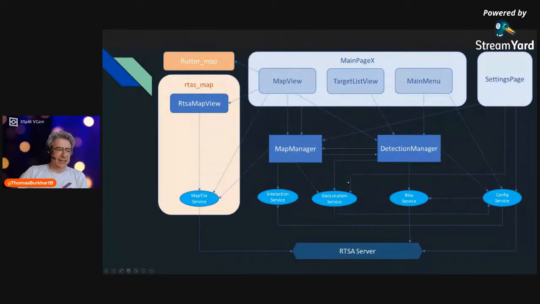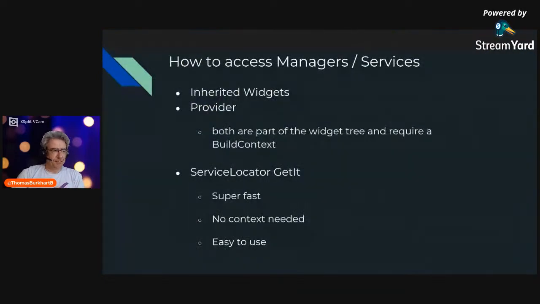Now, if we look at such a system, automatically the question is, how do all these objects find each other? How can they access each other? And now for this there are different approaches. So the most classical way would be inherited widgets.